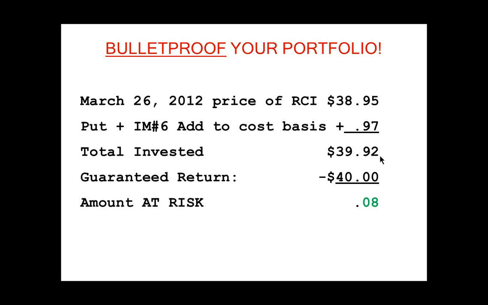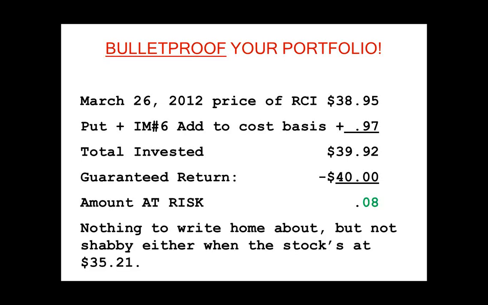We've got $39.92 invested, but $40 guaranteed back at least. You see where that's a bulletproof move there, Mike? Absolutely. Right. We have a negative at risk, right? Negative at risk means guaranteed profit. Right. Now, the 8 cents of guaranteed profit is nothing to write home about.